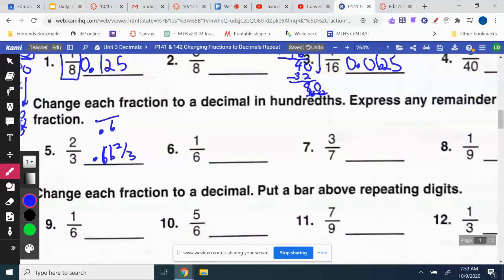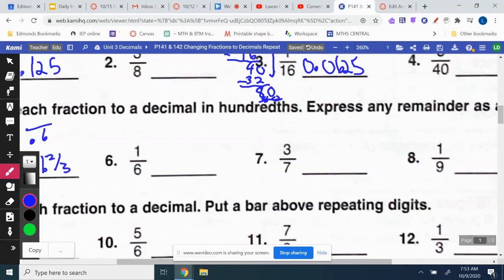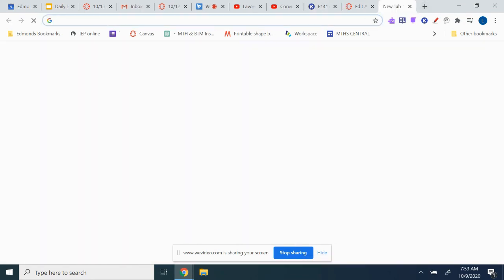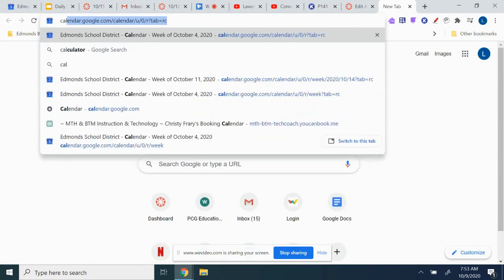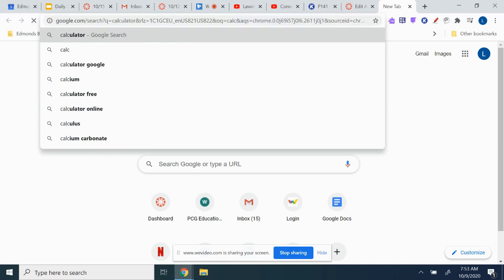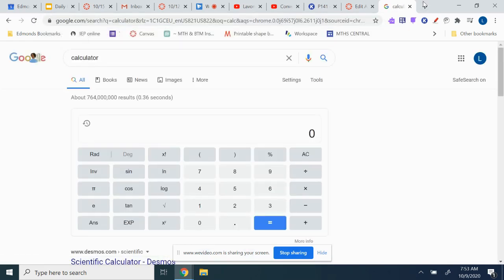7, it goes on forever. And this is where I'm going to actually show you how to use a calculator. So let's pull up a calculator. And I'm going to go 3 divided by 7 equals.